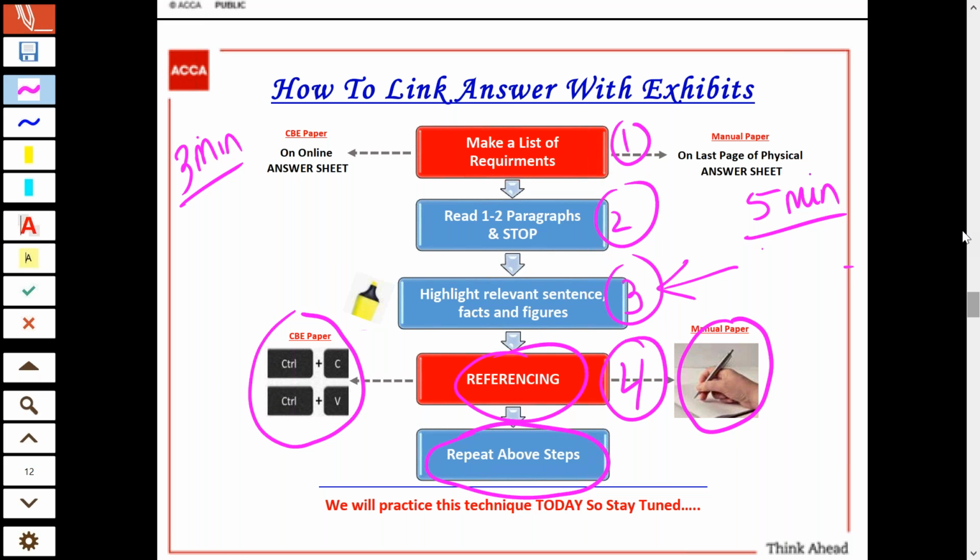Yes, there must be proper bold headings. A little bit of spelling errors is tolerable. A little bit of grammatical error is tolerable. A little bit of typo errors is tolerable. But if 50% of your spellings are wrong, then you might lose some marks on professional skills.